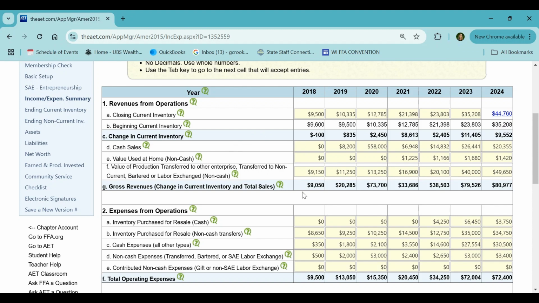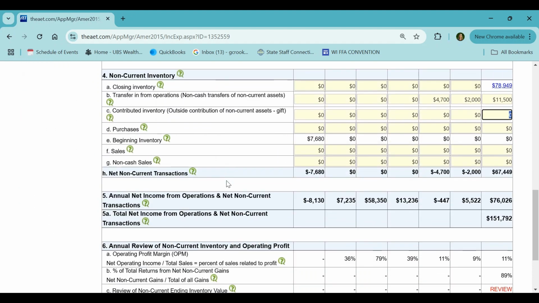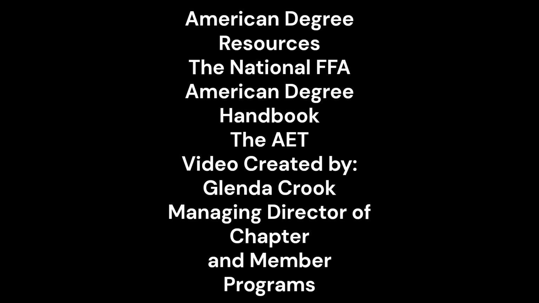All right. Then next, you should watch the video on how to fill out the non-current inventory, which is in number 4 in the bottom part of this page.